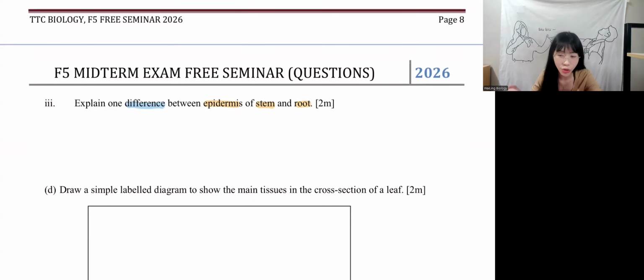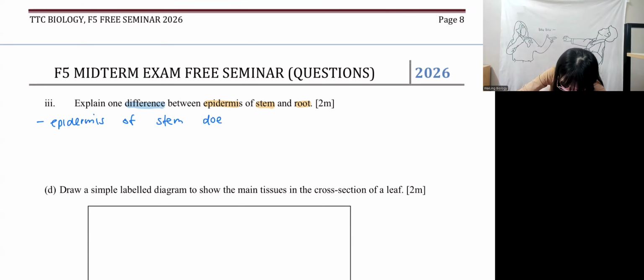So the epidermis of stem does not form root hair cell, whereas epidermis of root differentiates into root hair cell.